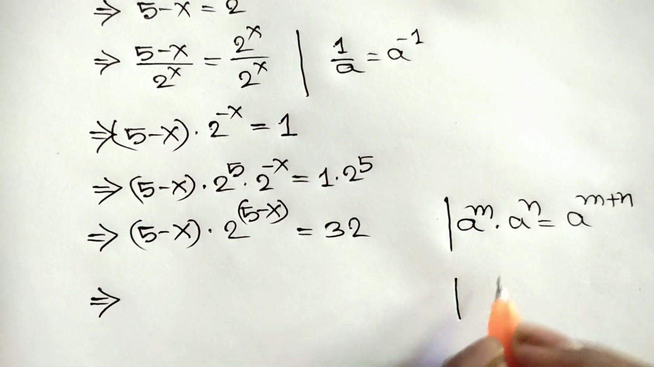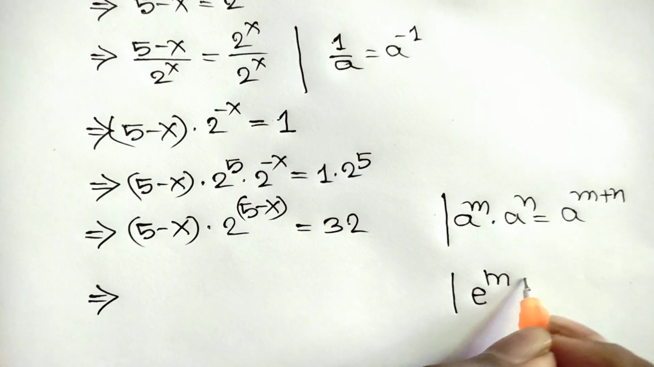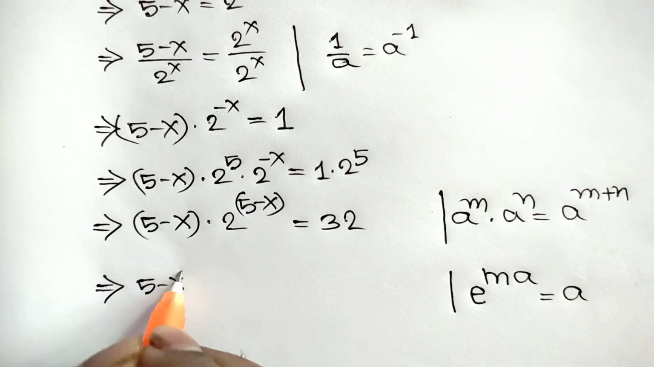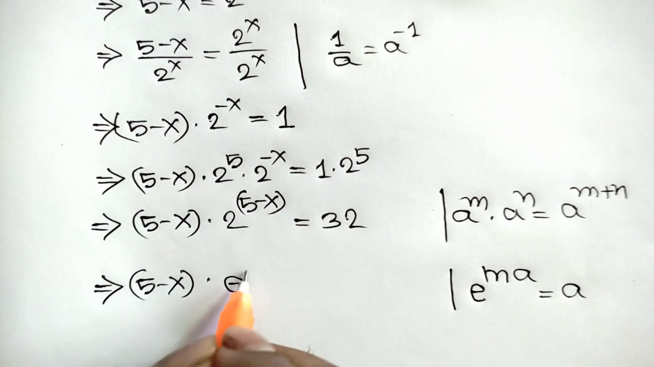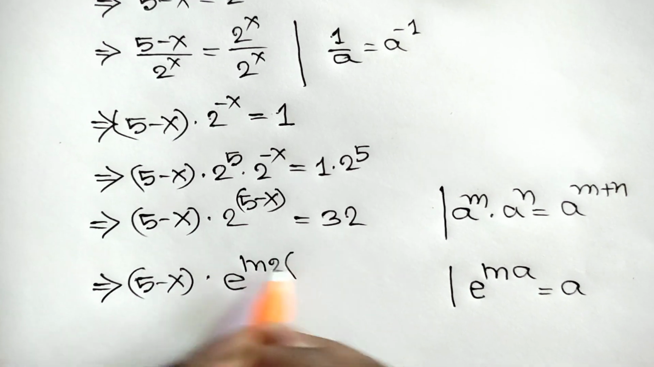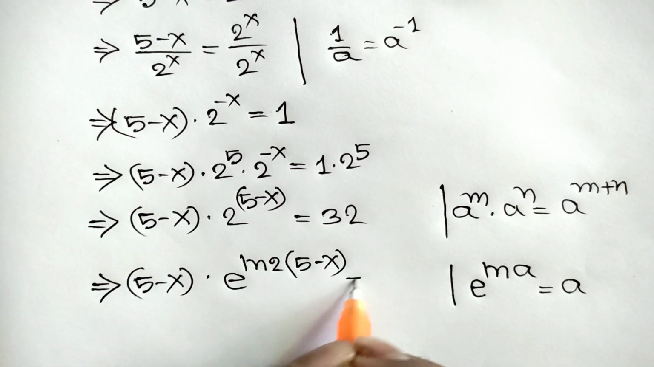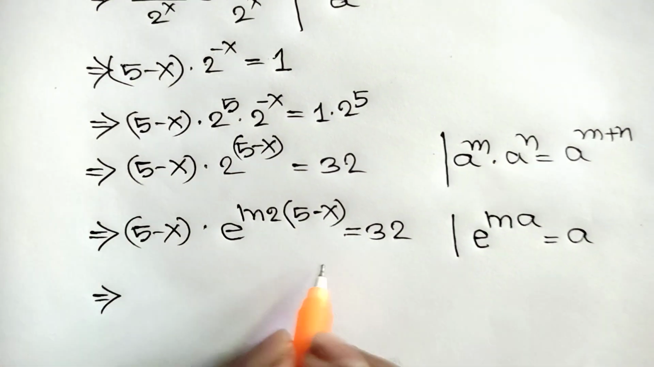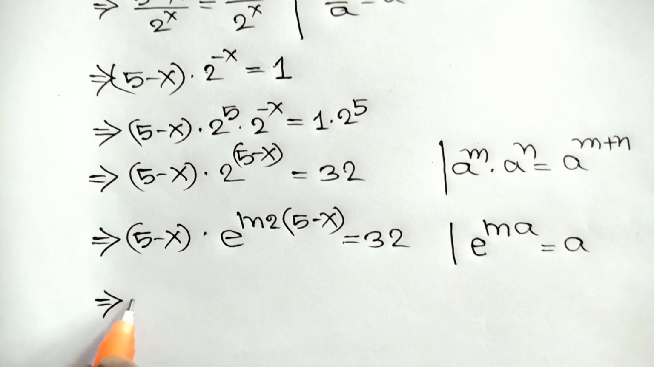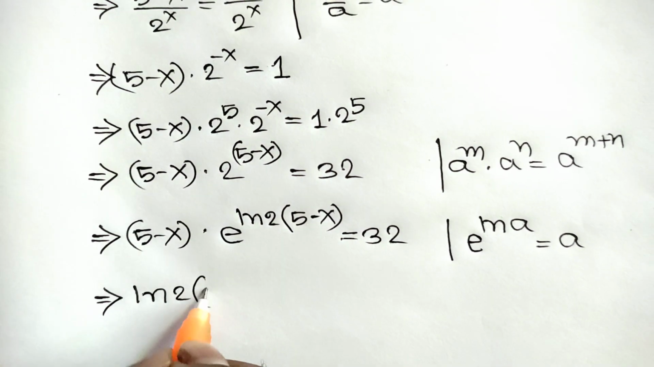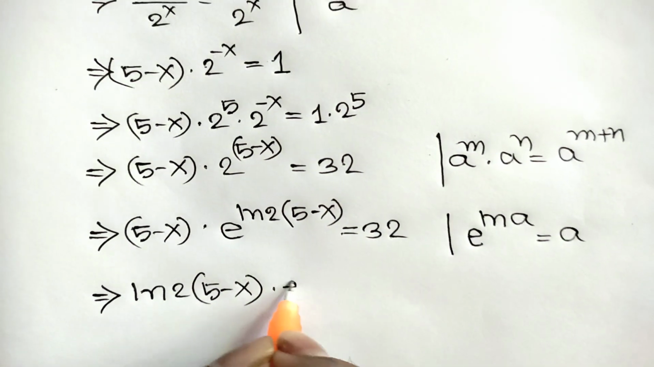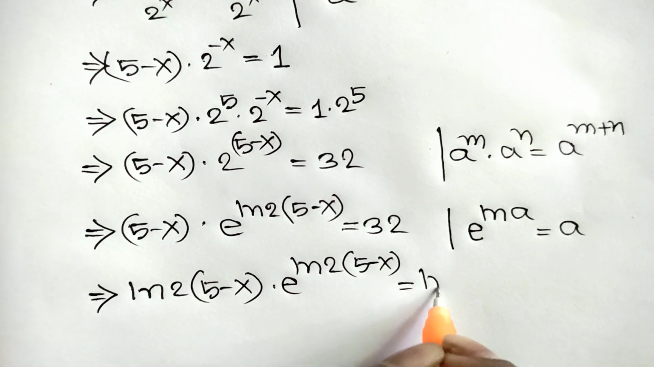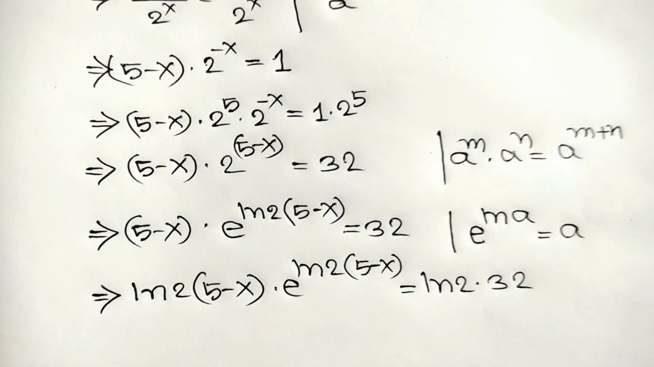We know e to the power ln of a is equal to a, so we can write 5 minus x times e to the power ln of 2 times 5 minus x is equal to 32. Now multiplying both sides by ln of 2, we can write ln of 2 times 5 minus x times e to the power ln of 2 times 5 minus x is equal to ln of 2 times 32.